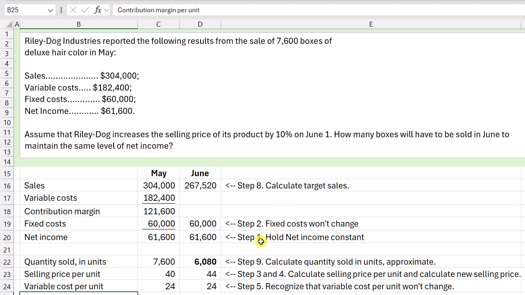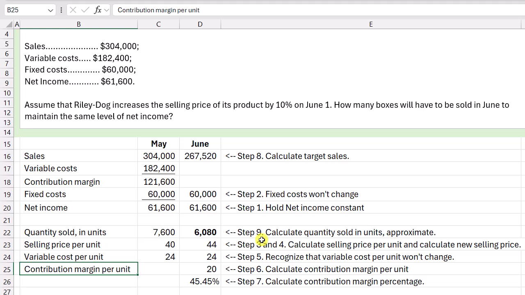Step 1, we'll go through all of these here. And I'm going to slide a little bit down so you can see the full screen now. All right. Step 1, we're going to hold net income constant because that's what they're saying. Fixed cost would remain the same. That's step 2. All right. So at this point, we really could calculate contribution margin by adding these two together. But let's go through it by step so we can see how we solve this.